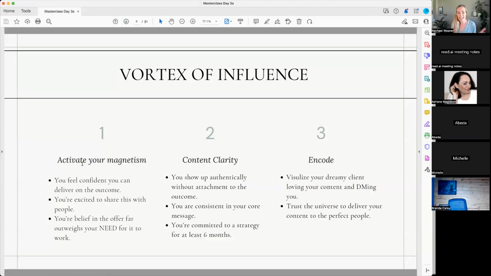Okay, the vortex of influence, it's activating the magnetism that we talked about yesterday. You feeling confident in what you deliver on. You're excited to share with people, and you have this solid belief that you don't need anything to happen, that it's already happening, right? The content clarity, which means you're showing up without attachment to the outcome. Again, this is like thinking about, if I make this one post, that means that someone's going to reach out to me and work with me one-on-one or whatever. Like you put an outcome, or you're thinking, I'm going to write this post and XYZ is going to happen.